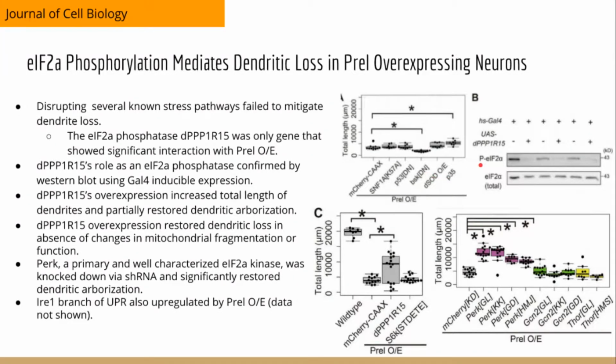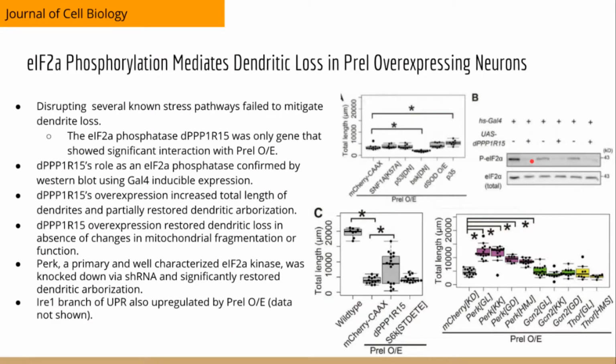So they placed DPPP1R15 under the inducible Gal4 promoter, UAS. And when they induced DPPP1R15 expression using this system, they found eIF2a phosphorylation dropped precipitously. So in this second lane, where DPPP1R15 was induced, they found that there was almost no eIF2a phosphorylation compared to the first lane, which is under normal conditions. When they artificially upregulated DPPP1R15, they found that the amount of phosphorylated eIF2a was almost absent.